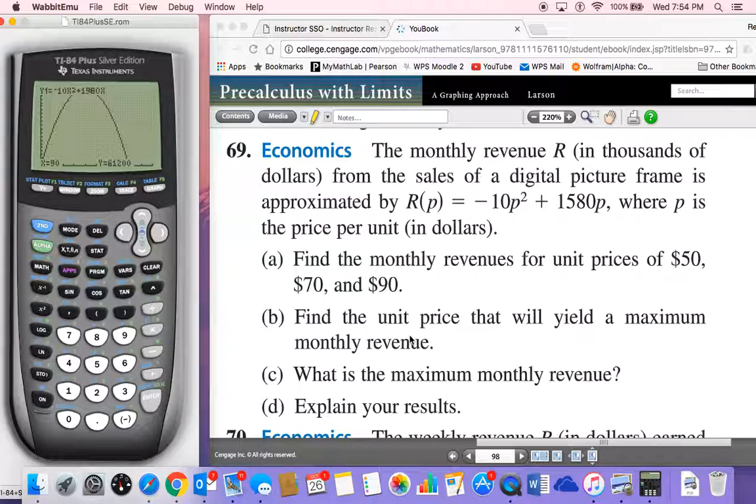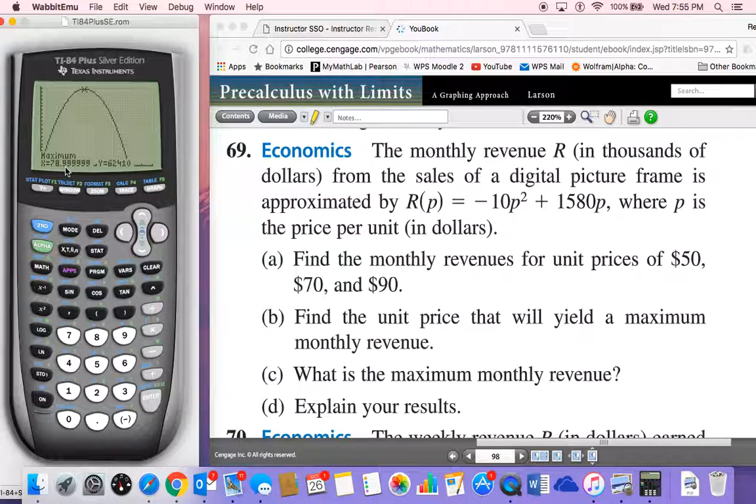That's A. Find the unit price that will yield a maximum revenue. Well, if you read the problem, the price is right here. It's the independent variable. So they're basically asking us, what is the X value in the vertex? So we can go back, second calc, and hit enter, and I want to go to the right, and I want to hit enter, and then I want to guess. I don't want to guess. So the X value associated with my maximum revenue is 78.99.